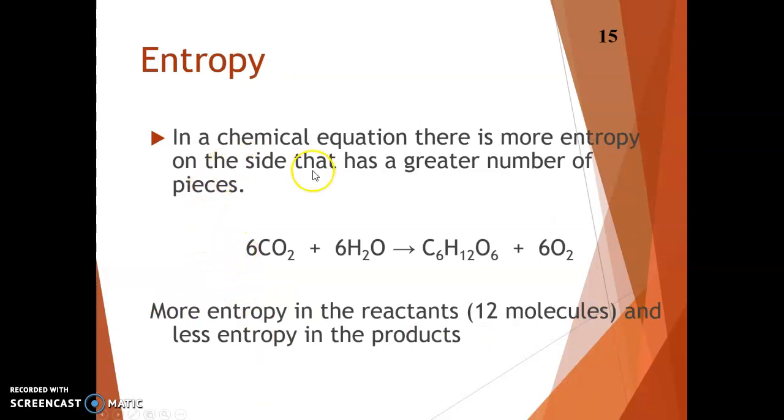Alright, so let's take a look at a chemical equation here. Kind of like the puzzle, the side with the most pieces, especially the most pieces in gas state, is probably the side with the most entropy. So you notice here for the photosynthesis reaction that there are 12 pieces on the left side and there are only 7 pieces on the right side. So that means that entropy decreases in this reaction.